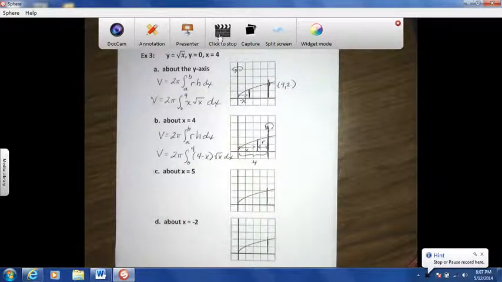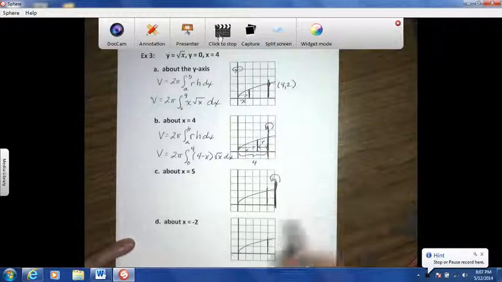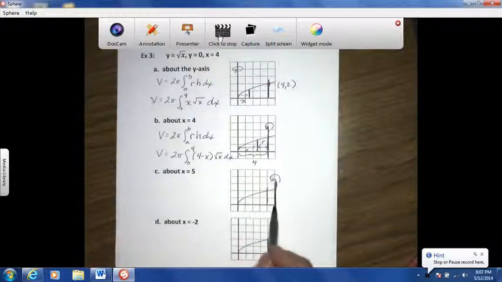Now, if we revolve this around the line x equals 5, so that's going to be over here, there's actually a gap in between the region that we're revolving and our axis of rotation. However, with the shell method, we don't need to make a distinction between whether it's flush up against the axis or whether there's a gap. We're going to set it up the same way.